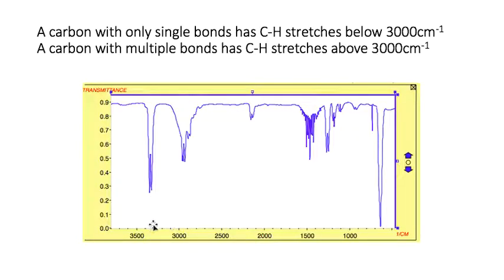The exact wave numbers information can be gotten from a data table. I've posted one on the portal for you. You'll get hard copies as well.